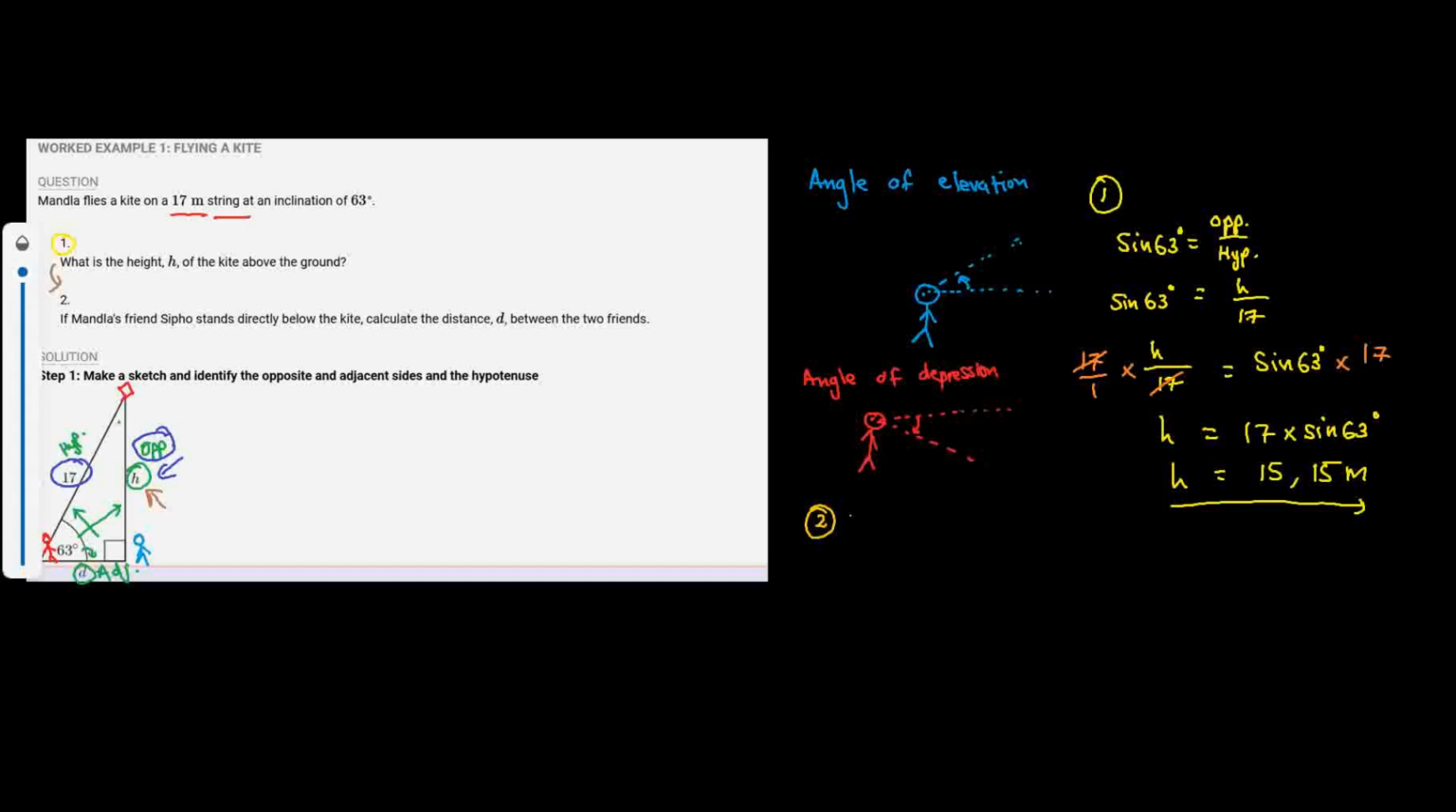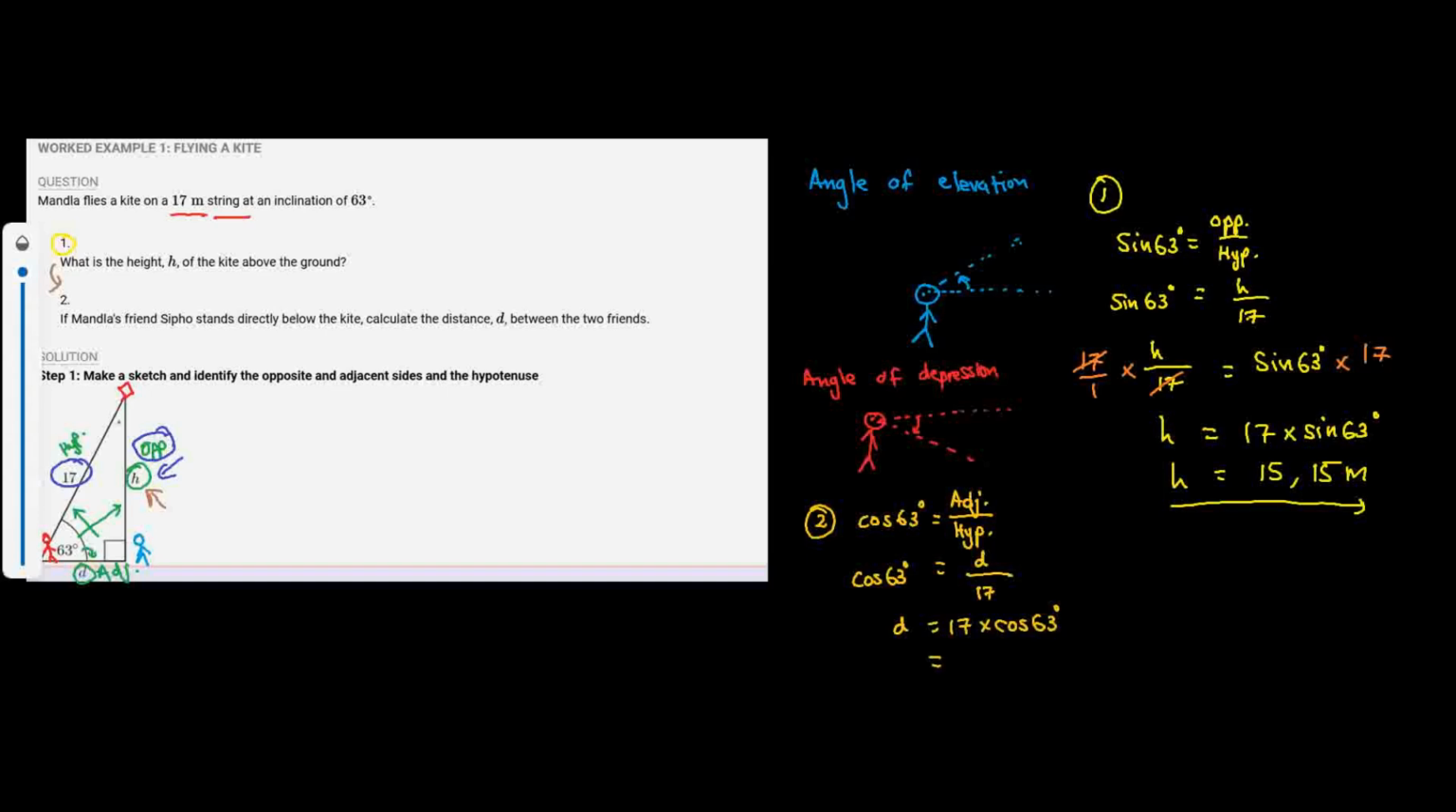Now, we said that to find the adjacent, we are going to use the adjacent and the hypotenuse, which is cosine of the angle. So cos 63 degrees is equal to the adjacent over the hypotenuse, which is the variable d over the hypotenuse of 17. So cos of 63 degrees is equal to d over 17. So now let's make d the subject of the formula. What am I going to do? I'm going to multiply both sides by this denominator of 17. So I have 17 times cos 63 degrees.